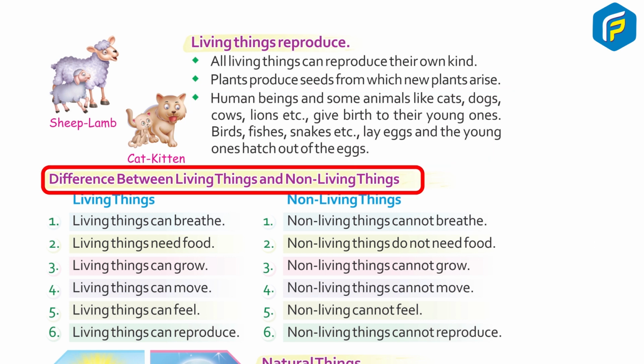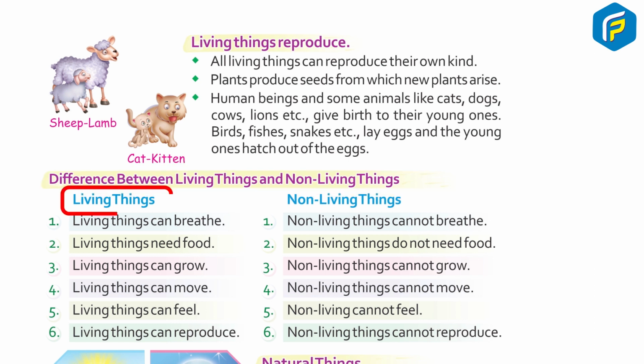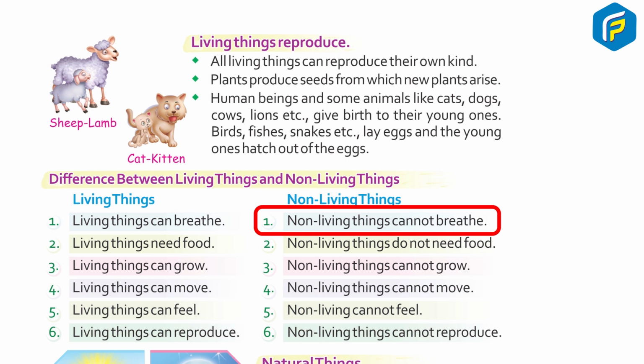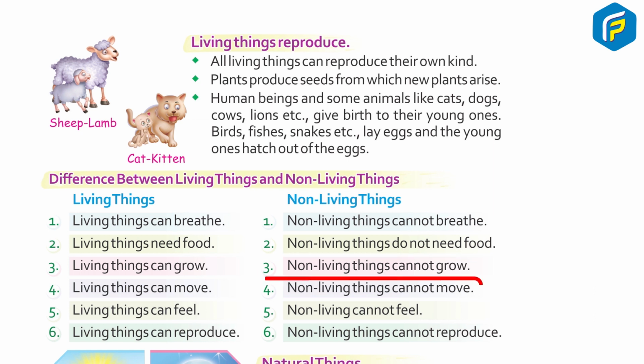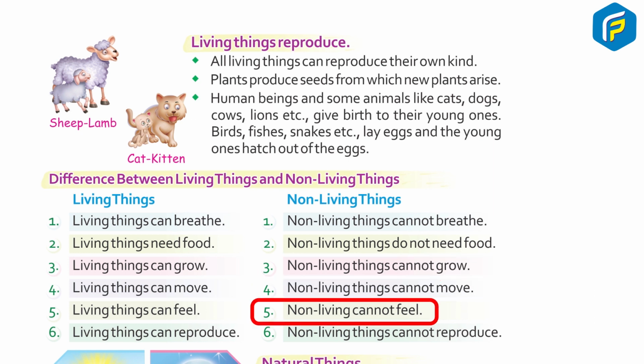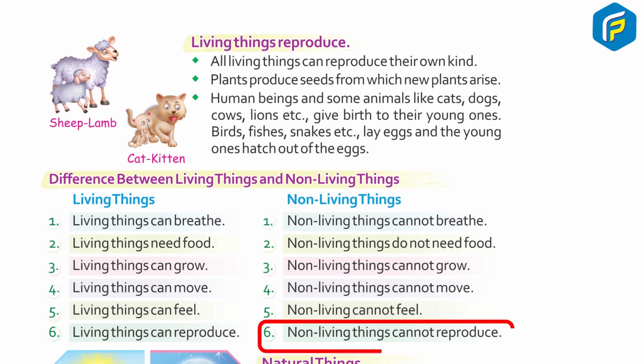Difference between living things and non-living things. Living things can breathe. Living things need food. Living things can grow. Living things can move. Living things can feel. Living things can reproduce. Non-living things cannot breathe. Non-living things do not need food. Non-living things cannot grow. Non-living things cannot move. Non-living things cannot feel. Non-living things cannot reproduce.